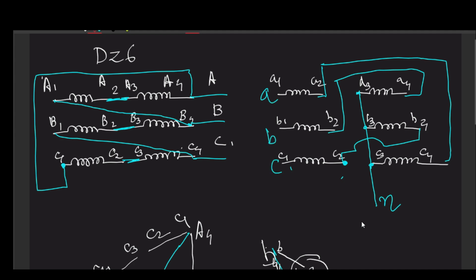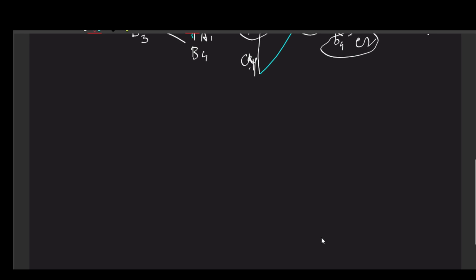We are getting DZ6. Now we will consider the cross one. Cross one means say DY11 or YD11 or DY1 or YD1.